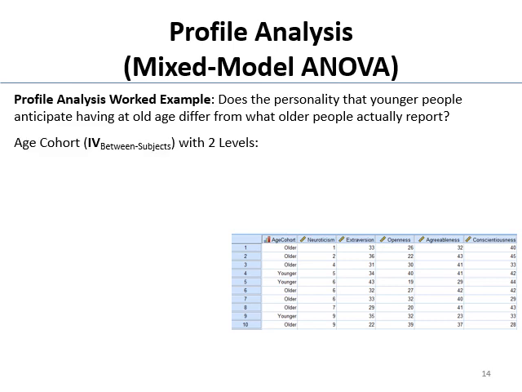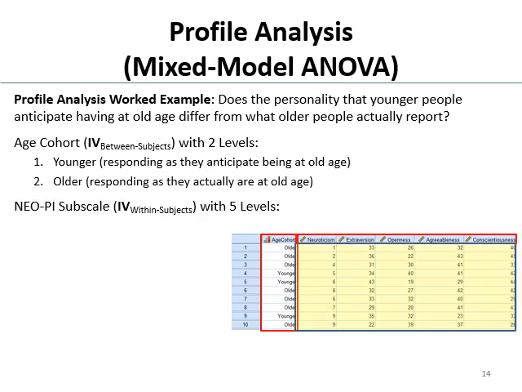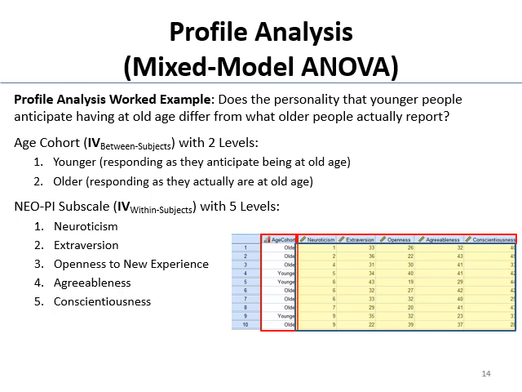Here's what the data look like. You've got the within subjects IV with two levels. That's the first variable: you're either an older person or a younger person answering as though you're an older person. Younger is responding as they anticipate being at old age, and older are reporting how they actually are at old age. Then you've got your NEO-PI subscale. Each subscale gets its own column: neuroticism, extroversion, openness to new experience, agreeableness, conscientiousness. Your DV, remember, is technically not NEO-PI subscale. It's subscale score, slightly different, because the NEO-PI subscale is the within subjects IV. The score itself is the DV.